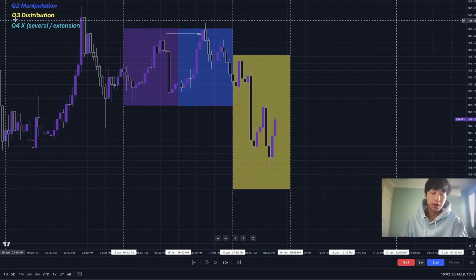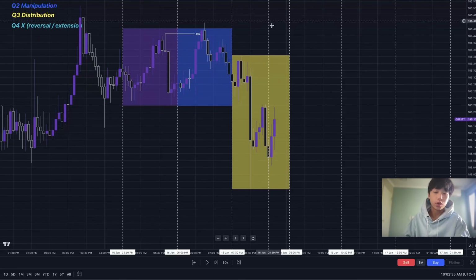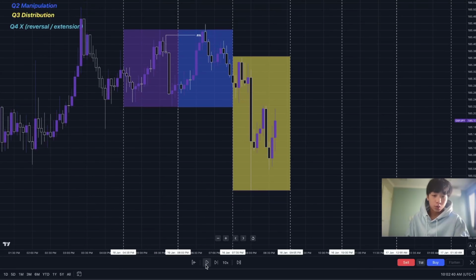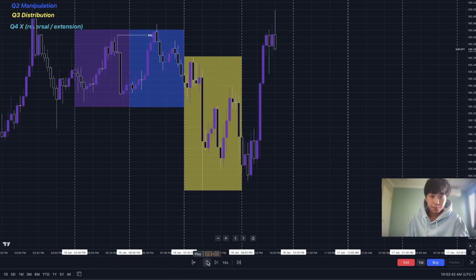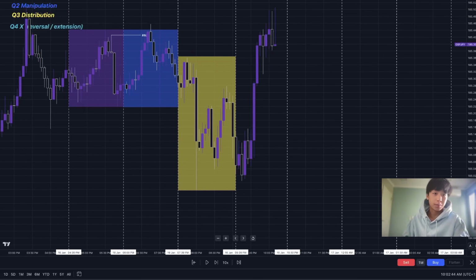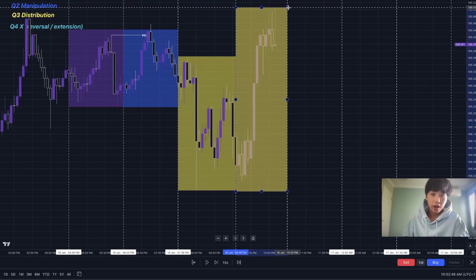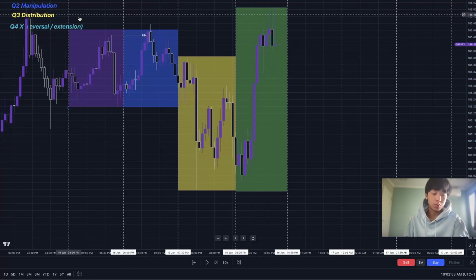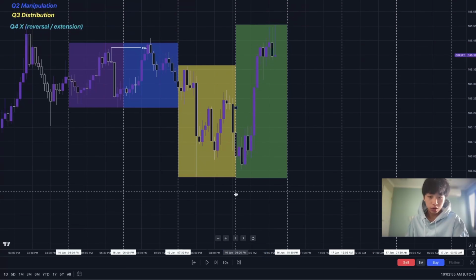So what do we expect after distribution? We expect a reversal or an extension. So we see how it plays out, and big extension back to the upside. So now we're back at square one. We're back at accumulation.